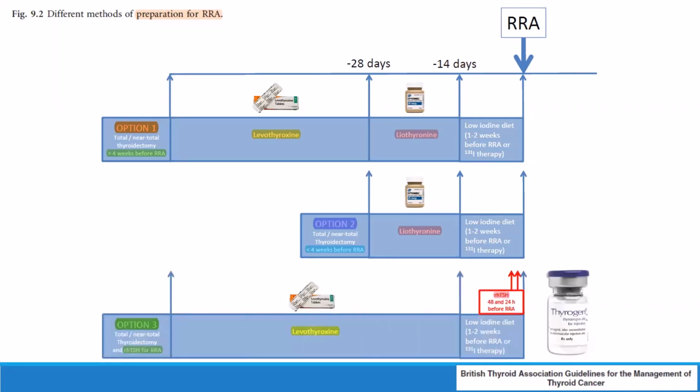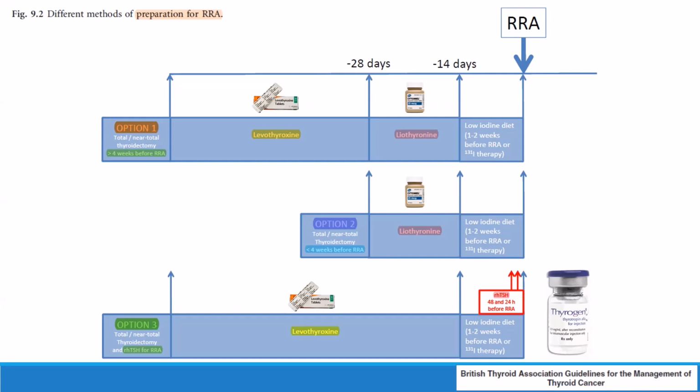The third one, which is actually more expensive, is by using Thyrogen, which is recombinant TSH. In this situation, the patient is already on levothyroxine, and 2 weeks before remnant ablation, the patient should be put on a low iodine diet, and we will give 2 shots of Thyrogen, one 2 days and another 1 day before radioiodine remnant ablation to bring TSH to more than 30.